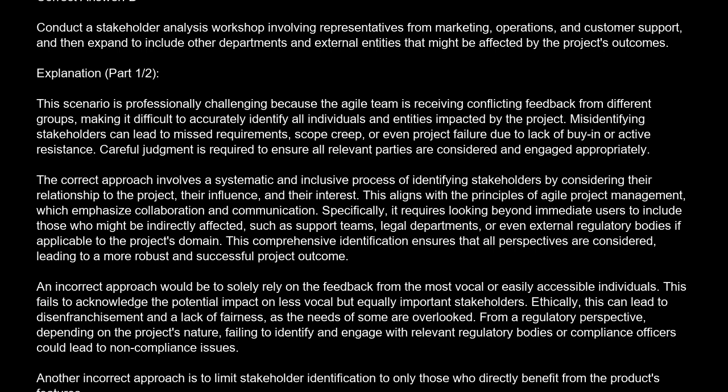The correct approach involves a systematic and inclusive process of identifying stakeholders by considering their relationship to the project, their influence, and their interest. This aligns with the principles of Agile project management, which emphasize collaboration and communication. Specifically, it requires looking beyond immediate users to include those who might be indirectly affected, such as support teams, legal departments, or even external regulatory bodies if applicable to the project's domain.